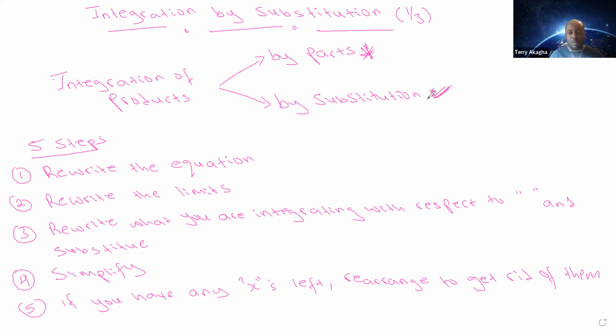But these are the 5 steps I want you to take note of. The first thing, you have to rewrite the equation. Then after you rewrite the equation, you have to rewrite the limits if it's a definite integral. Then after you rewrite the limits, you have to rewrite what you're integrating with respect to and substitute. If you're integrating with respect to a particular variable, you integrate it, then you substitute it back into the original equation. Then when you're done, you simplify, and after you simplify, if there's any x left, you rearrange and get rid of them.